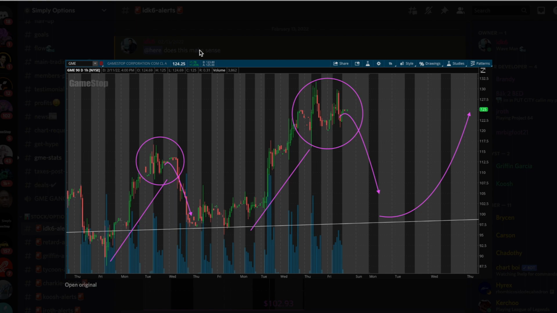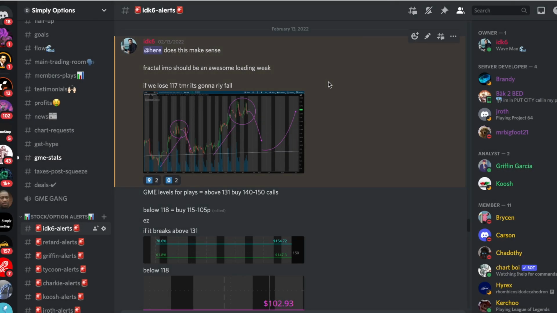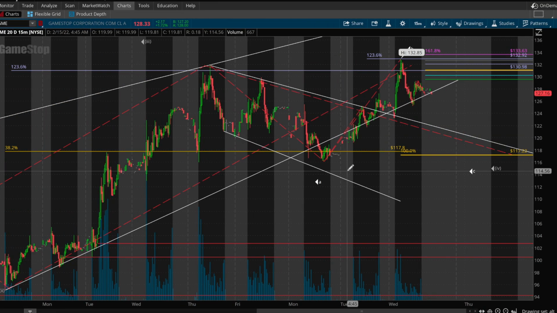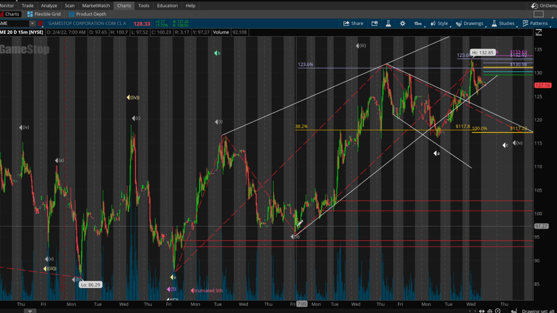That obviously didn't come true, but the first half of that was right. So at least we made a little bit of money on that. But tying back into our idea of alternation, because this was a simple correction, ABC simple zigzag, that would imply that our wave 4 will be a more elongated, complex correction.